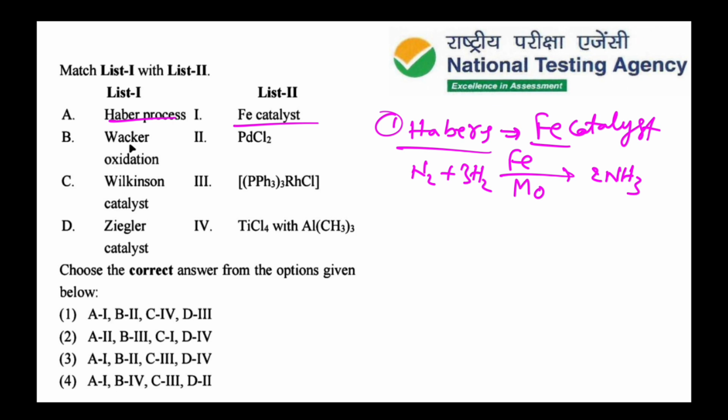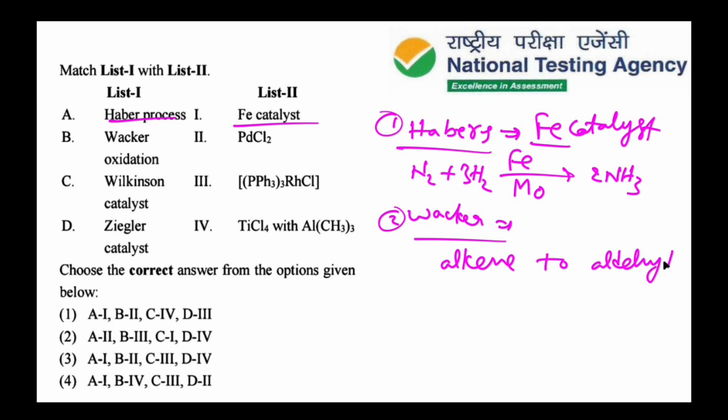The next one is Wacker's oxidation process. In Wacker's oxidation process, alkene is converted to aldehyde. In this we use either PdCl2 or CuCl2 catalyst. CuCl2 catalyst is used in Wacker's process.